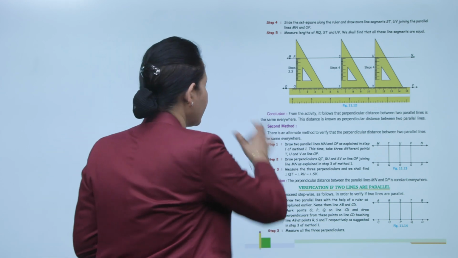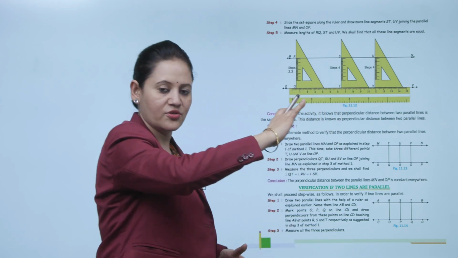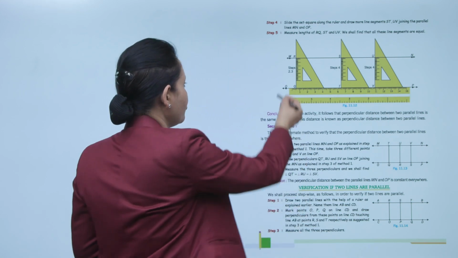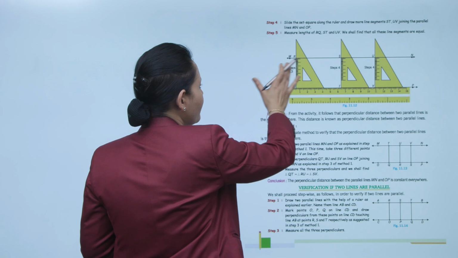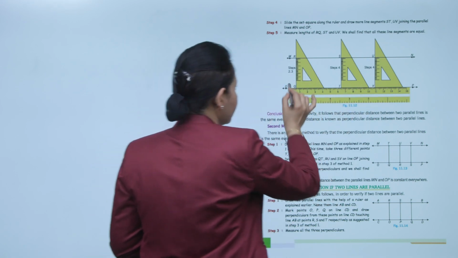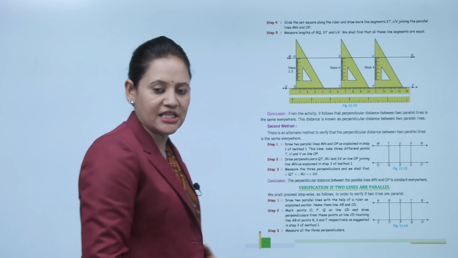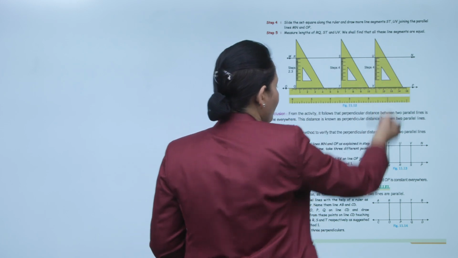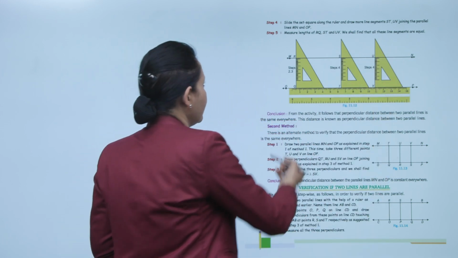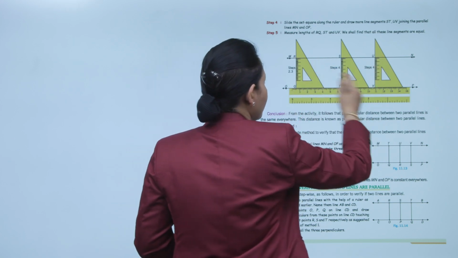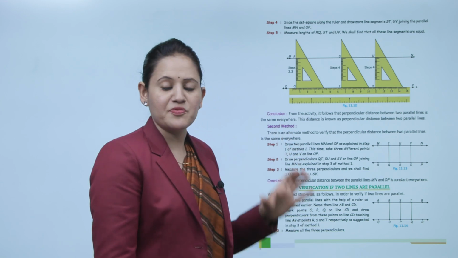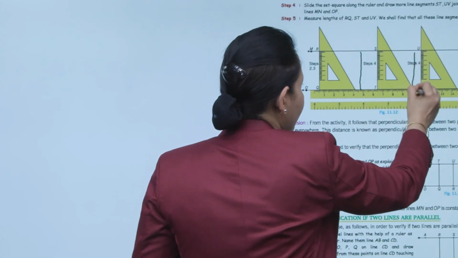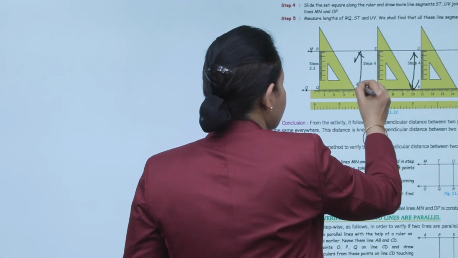So what have we done? We have taken a ruler, placed it on a paper and drawn two lines. Now we have taken a point Q on it, taken a set square and moved it along OP, so that it makes an angle of 90 degrees. Like this, we keep moving and draw lines RQ, ST and UV. What do we see? The lengths of RQ, ST and UV are all equal, which means the perpendicular distance between two parallel lines will always remain constant.